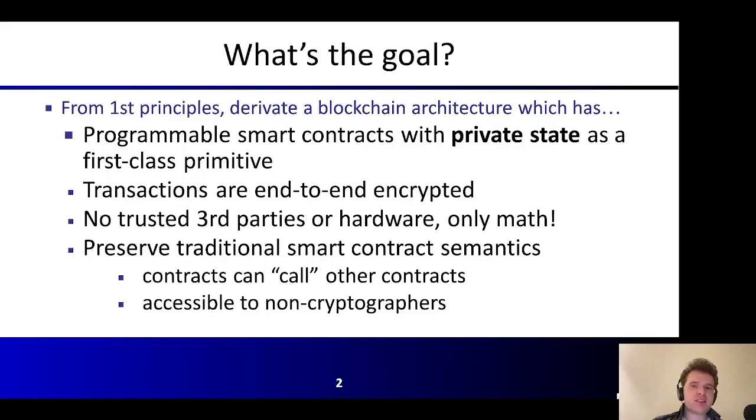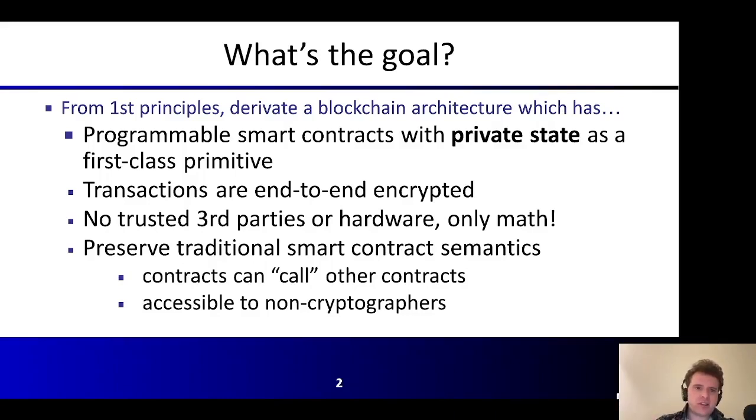I'm going to assume that folks have some familiarity with blockchains in general, with how smart contracts work, with how things like the Ethereum protocol work, as well as some basic understanding of ZK proofs. And what we're going to describe is how do you actually construct some kind of smart contract abstraction where you have private state as a first class primitive.